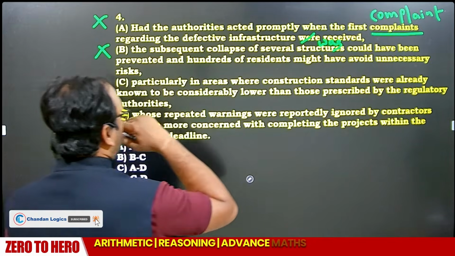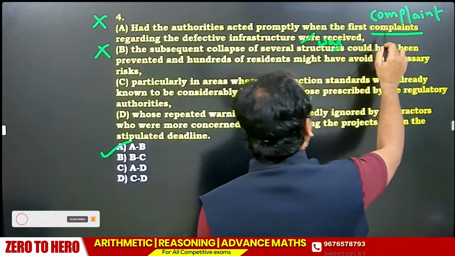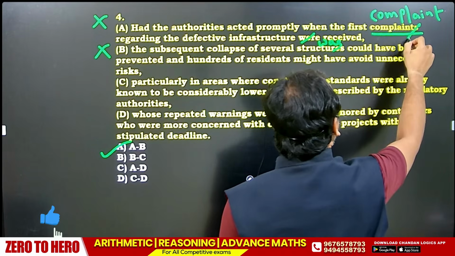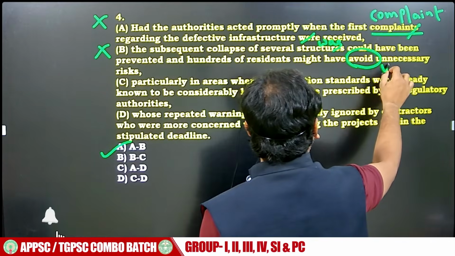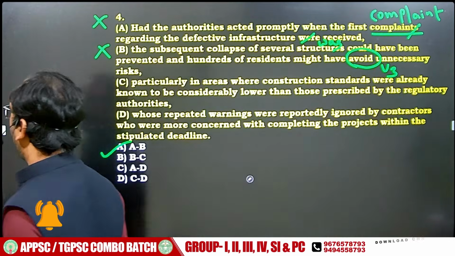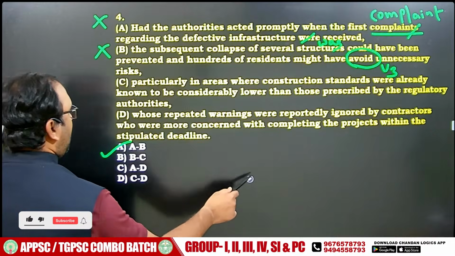So, I'll repeat. In the first sentence, the problem is the first complaint is not needed. In the second sentence, might have plus V3. Might have avoided.